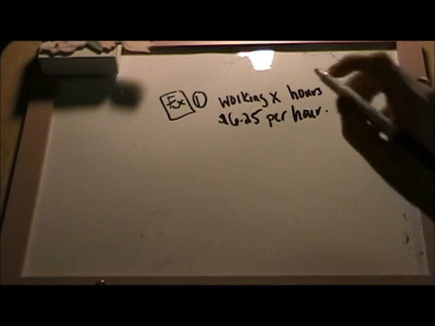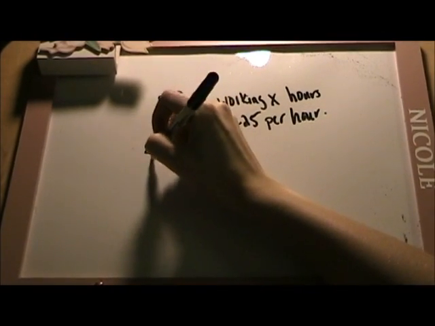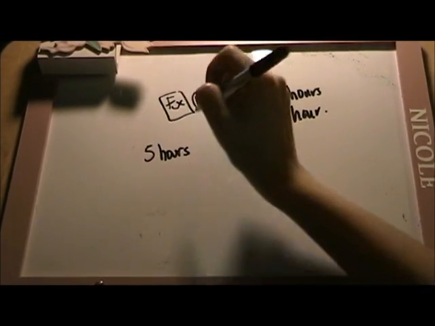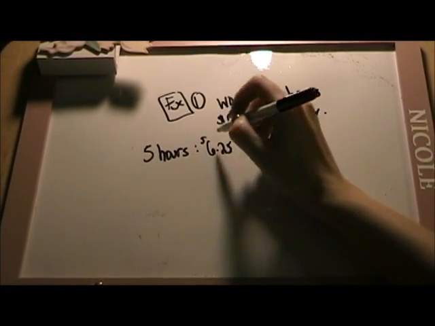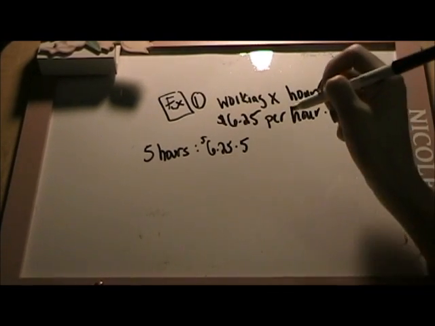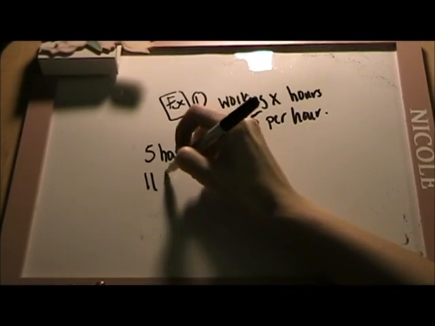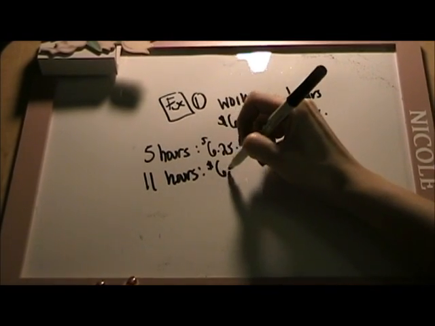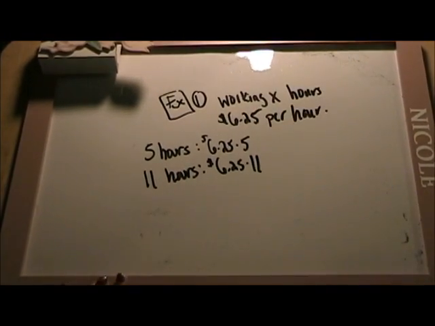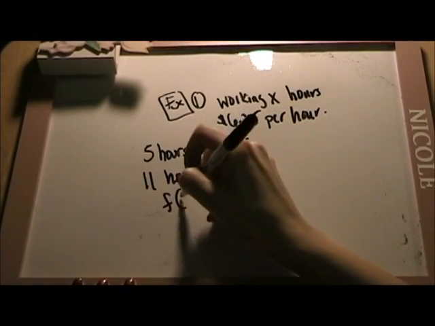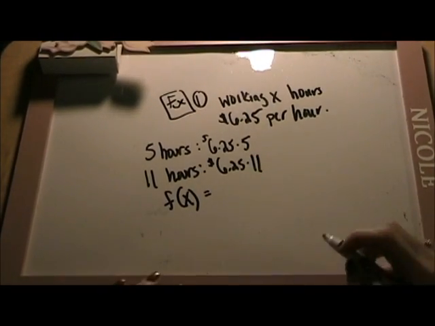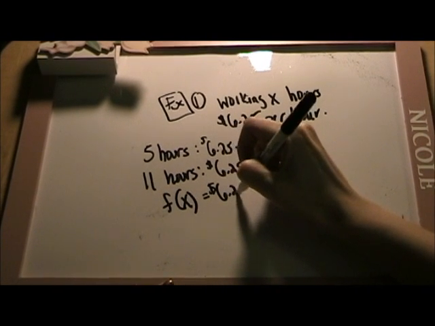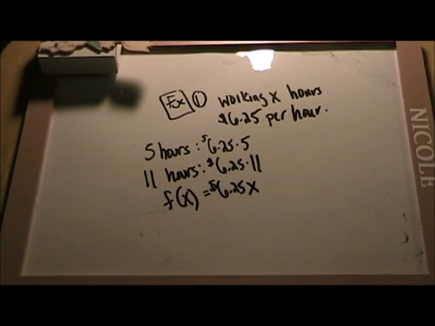So you want to think to yourself, okay, if I'm working for 5 hours, I'm going to be making $6.25 times the 5 hours. If I'm working 11 hours and I want to find how much I'm making, $6.25 times the 11 hours. If we want to do it for a general equation, we take the 6.25 and multiply it by whatever our hours are. General form, x hours.